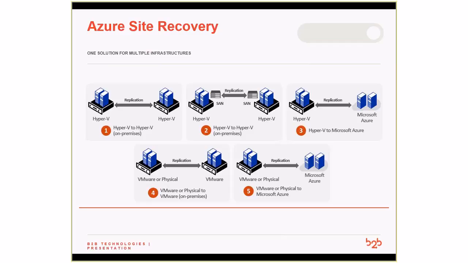The third one is a pretty common scenario, and that's Hyper-V to Azure. That's what we'll be looking at today for the demo. And that's using the InMage replication engine that Microsoft purchased. I think it's been a couple years now. Number four is another less well-known capability, and that's the ability to replicate VMware VMs or physical servers to an on-premise VMware target using Azure Site Recovery. And then the fifth scenario here, ASR is capable of protecting VMware as well as physical systems out to the Azure cloud.